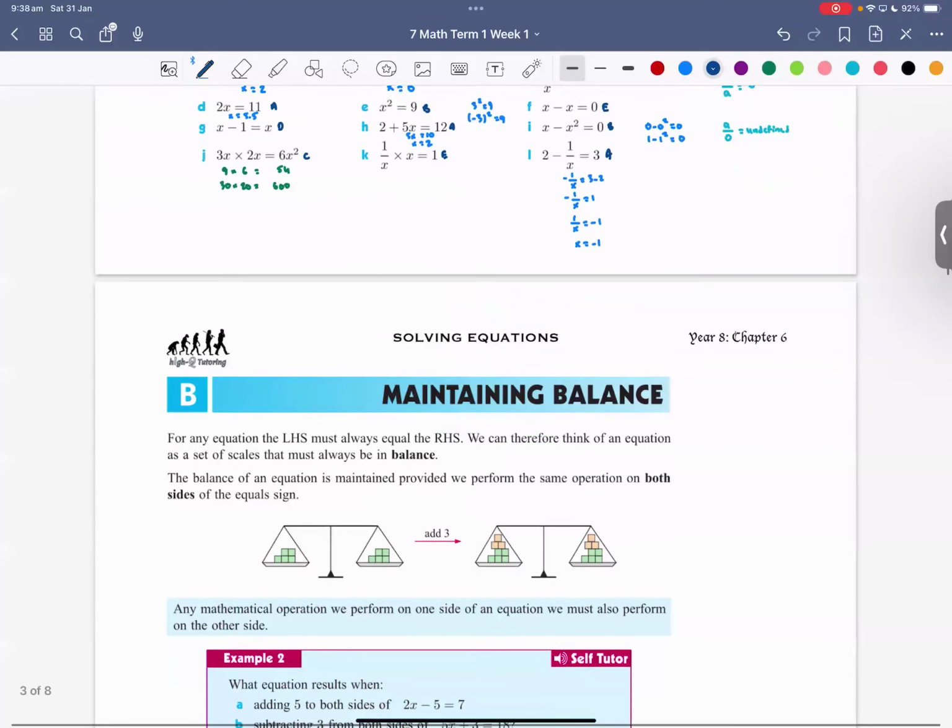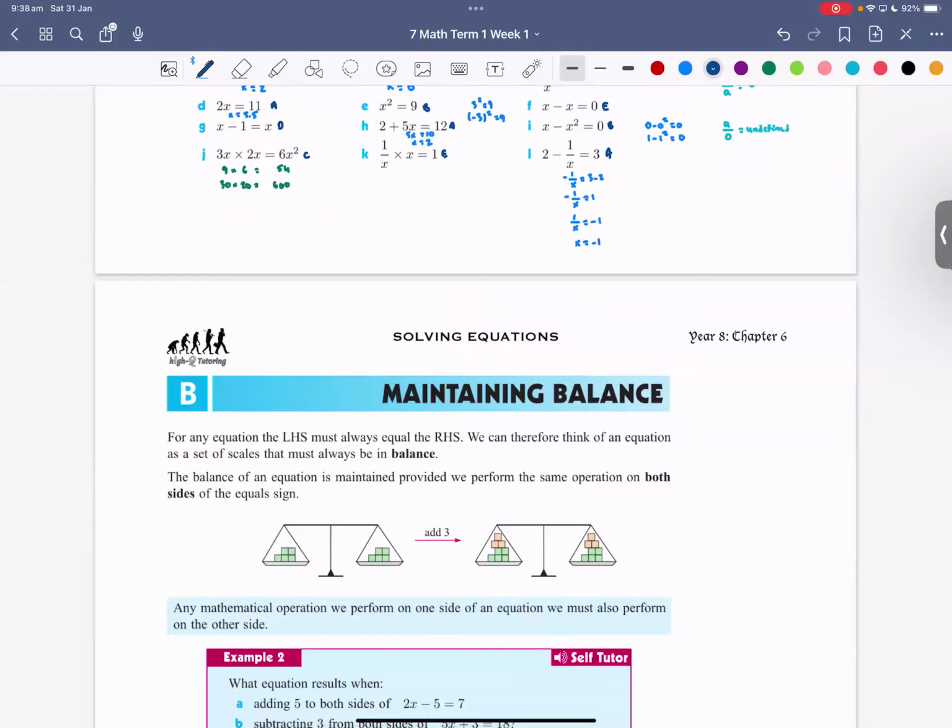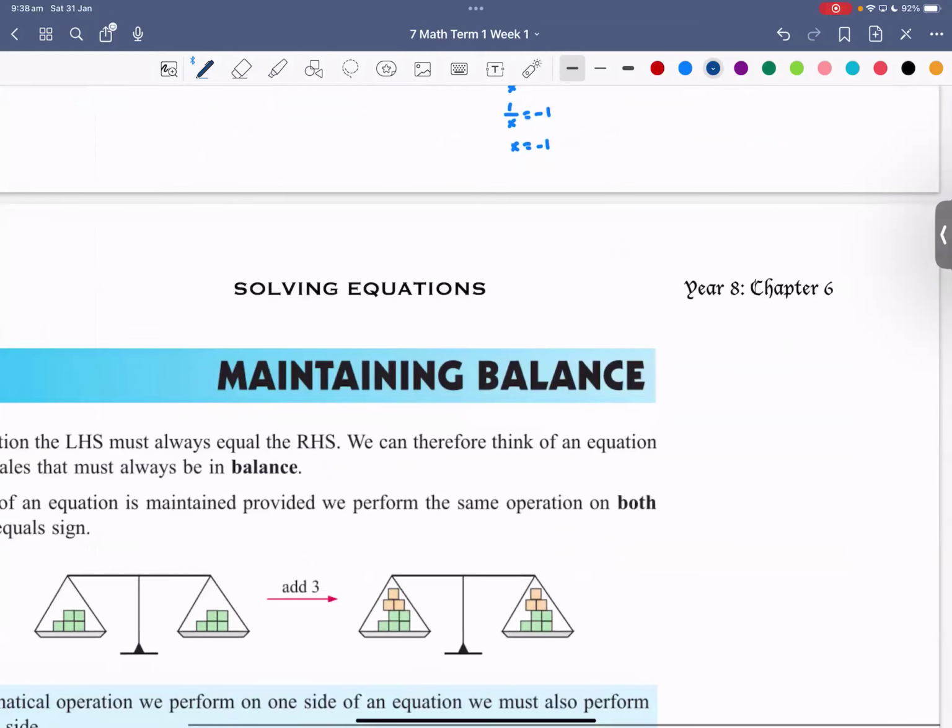Now we're actually going to solve equations. Some of you might find this easy because you've done it before, and some of you might find it difficult because it's a year 8 topic. Either way, we need to know it.